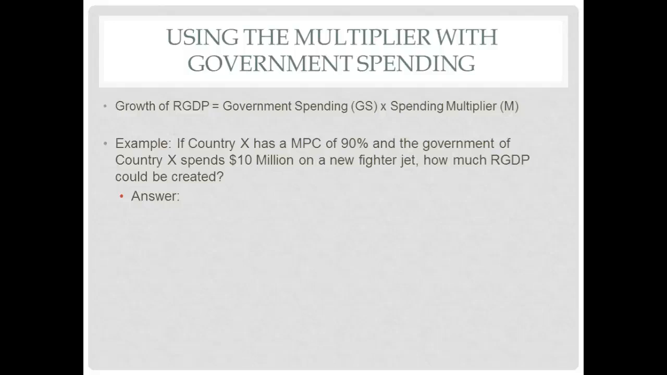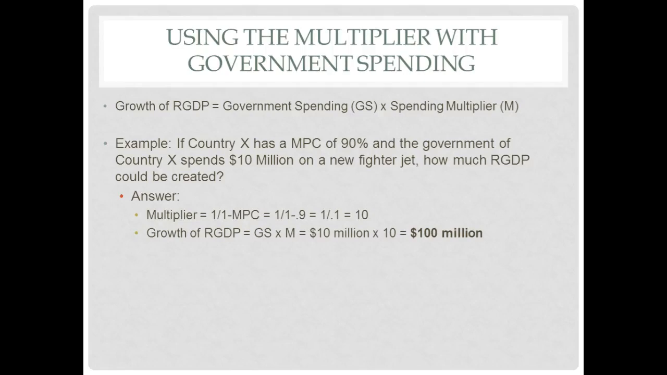Well, first thing we're going to do is find our multiplier. We found that our MPC is 90%, so the multiplier is 1 divided by 1 minus 0.9, which is equal to 1 over 0.1, which is equal to 10. We then note that we have to multiply the amount of government spending times that multiplier. So in this case, it's 10 million times 10, which is equal to 100 million.